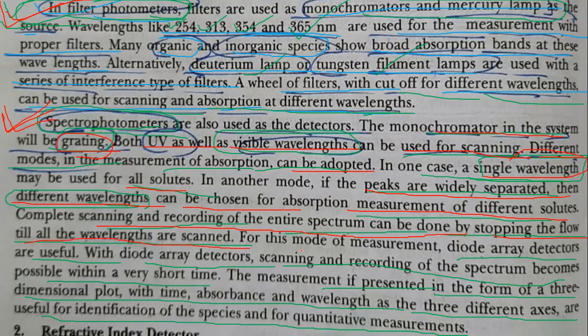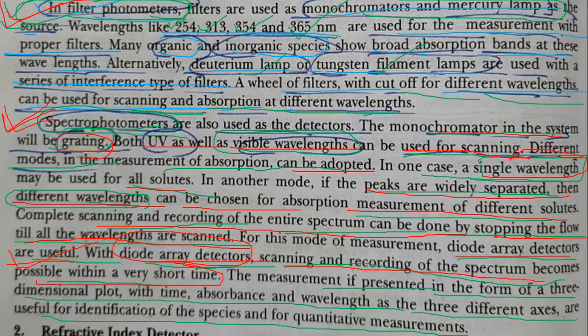For this mode of measurement, diode array detectors are useful. With the diode array detector, scanning and recording of the spectrum becomes possible within a very short time. This is the advantage of the diode array detector. The measurement is presented in the form of a three-dimensional plot. That is what three dimensions we are using.